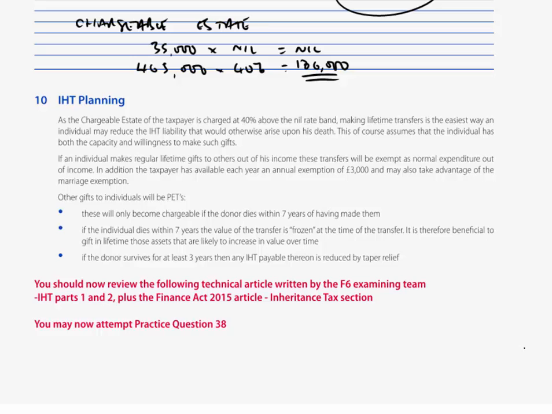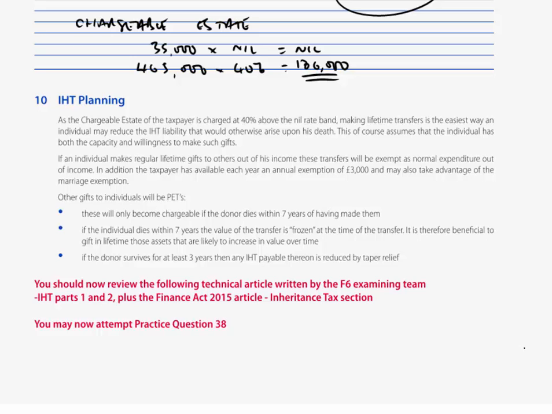Okay, last issue therefore to consider: IHT planning. How do we do that? None of us know when we're going to die. However, we all do know that we are going to die. I've got very bad news for you guys out there. We're all going to die. Obviously, some of us older ones rather earlier than you younger ones, no doubt. But no matter, we're all going to die.